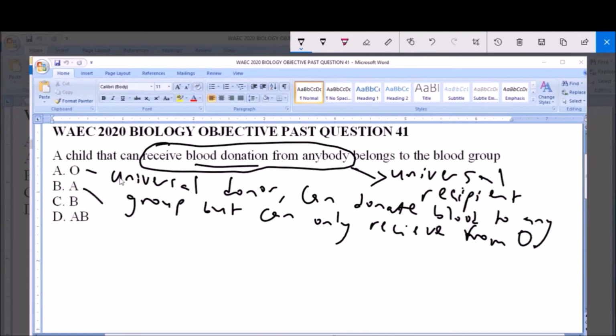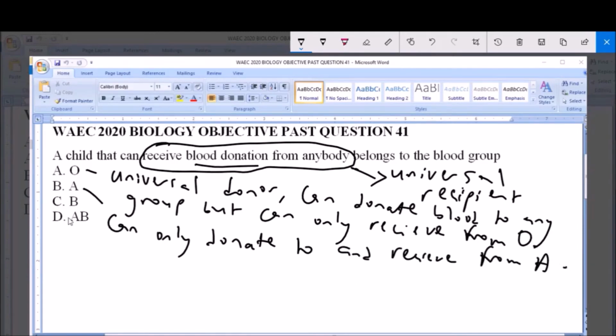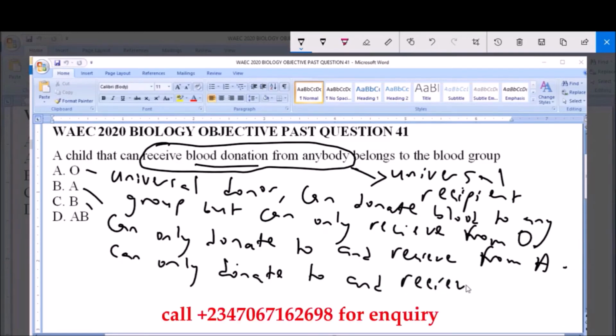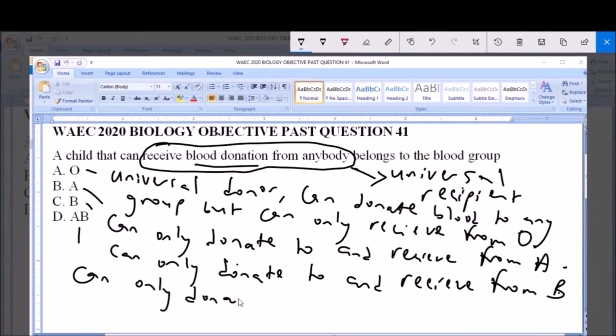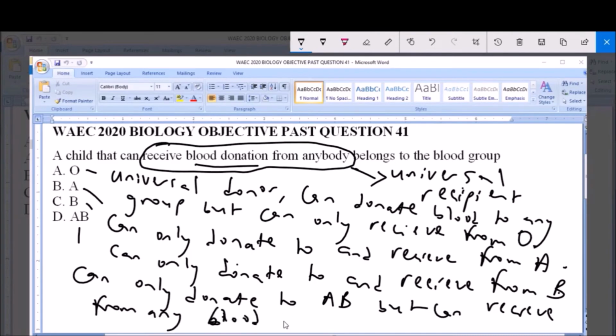Now, option B, which is A, the blood group A can only donate to and receive blood from blood group A. Likewise, blood group B can only donate to and receive from blood group B. Now, the blood group AB can only donate to AB, but can receive from any of the blood groups.